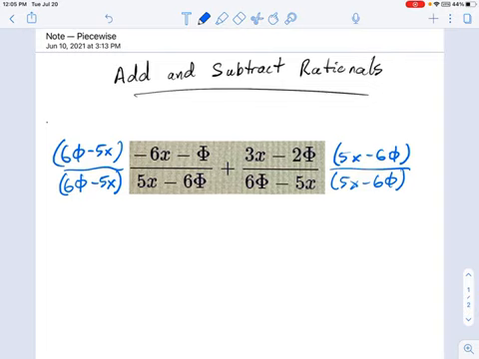Every now and then when you're adding and subtracting rationals which have uncommon denominators, there's a shortcut that appears. And I want to use this one as an example. If you look at the denominators, 5x minus 6 phi and 6 phi minus 5x, those are different denominators. They are uncommon. And what you might, as your first try, think of doing is multiplying each fraction by the denominator from the other fraction, okay?